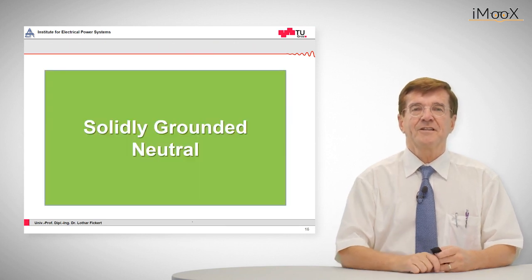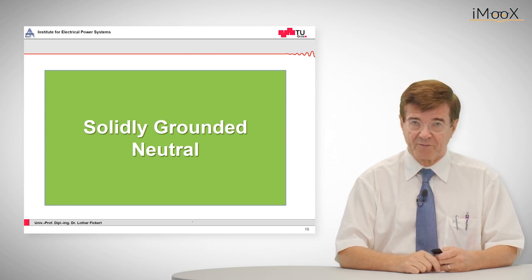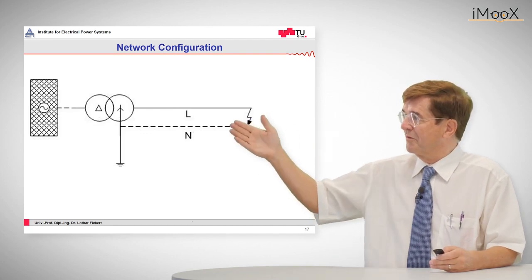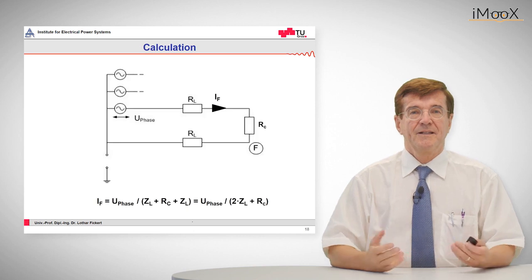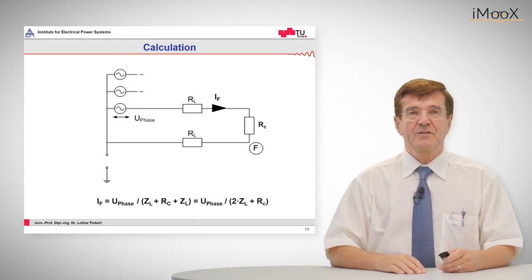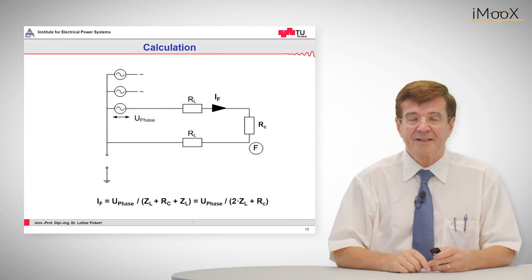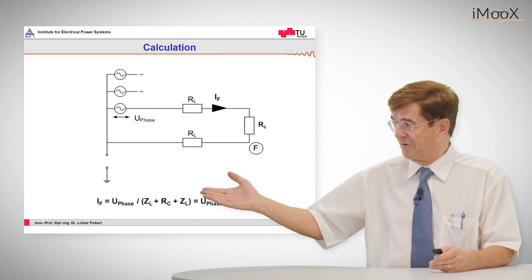Let's start with the solidly grounded neutral, as it is known to everybody of us in the low voltage network as a start. So in a low voltage network, we have a transformer, we have a line, we have a neutral return path, and we have a fault. Now, this is also well known. We have a current loop that is made up of 2 times the lead impedances and the fault impedance, and the formula of the whole thing is given below.